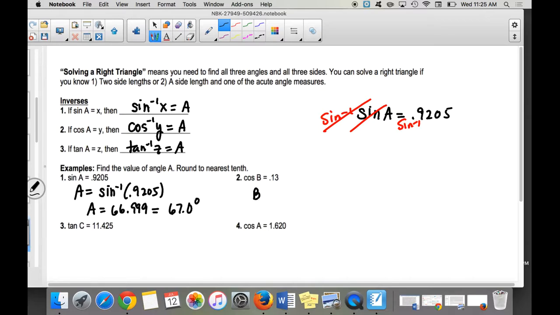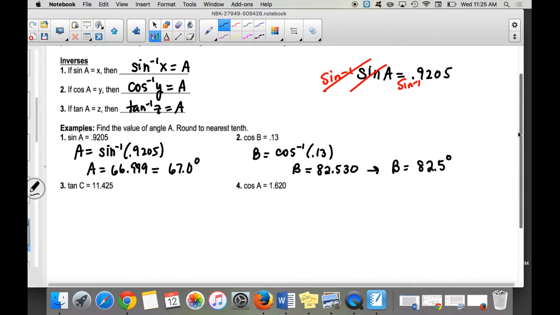All right, how about B? I'm going to do inverse cosine of 0.13. So I get 82.530. So B is going to be 82.5, right? Does this make sense? Okay, find the next two.